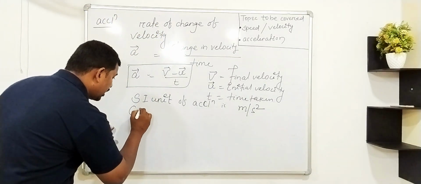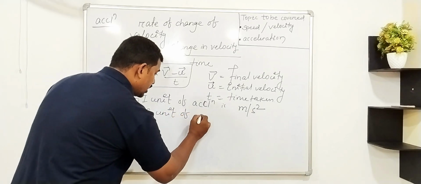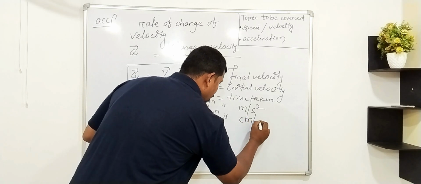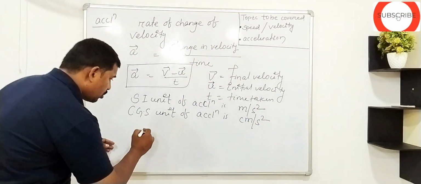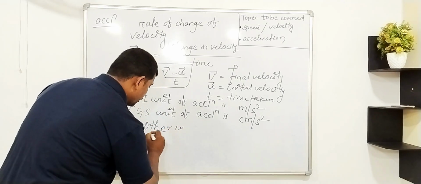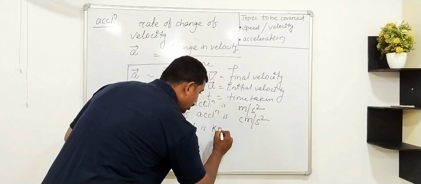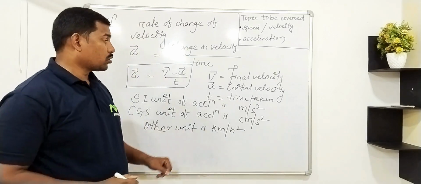Similarly, the smaller unit, that is the CGS unit, of acceleration is centimeter per second square. We can use another unit also, kilometer per hour square.